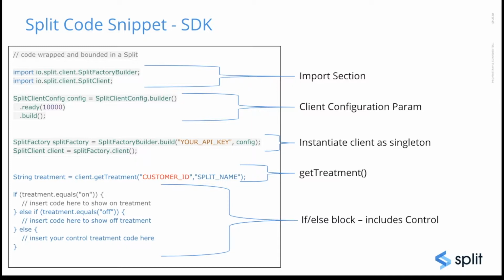And then, of course, we have to specify which split or which feature that we want to enable or disable based on the treatment. Now, the getTreatment call will return the treatment as text, and then you can simply do an if-else block that will decide to enable the feature or not.